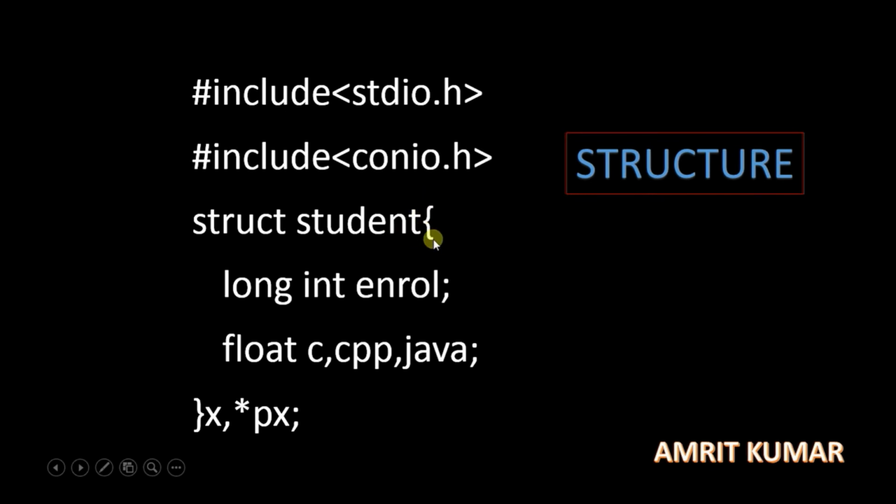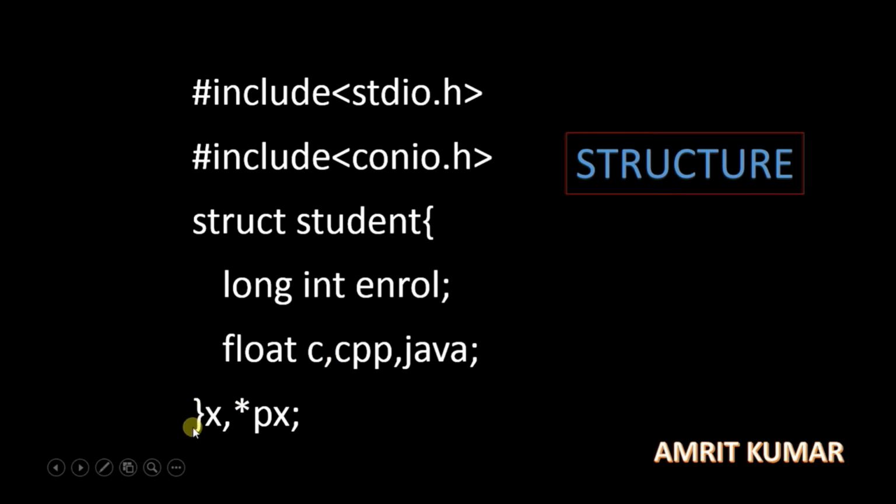Therefore I am opening the structure here, and you can see this is enroll and this is C, CPP, Java. Enroll is a variable name of long integer data type, and these three are also variable names of float data type. This means these can contain only float values and this can contain only a long integer value.